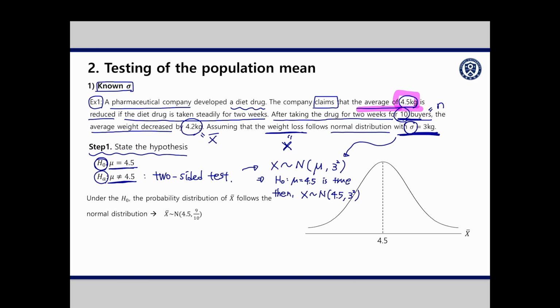Okay, and we also find that the estimator, X bar, follows a normal distribution with mean 4.5, and the variance of X bar is 3 squared divided by the sample size, the small n, 10. Okay, and under H0 true.